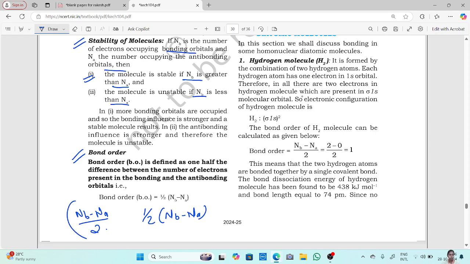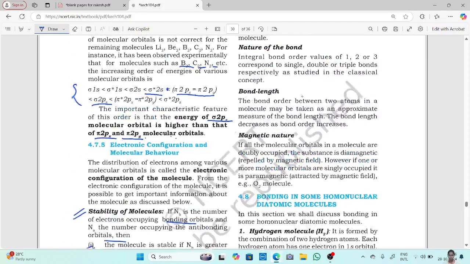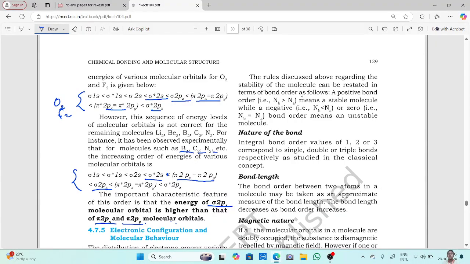So, this is the formula for bond order. Now, the rules discussed above regarding the stability of the molecule can be restated in terms of bond order as follows. The rules about stability which we have seen, we can rearrange them in the form of bond orders. A positive bond order is attained when you have more bonding than antibonding electrons. If you have more bonding, then a positive bond order is attained, which means a stable molecule.